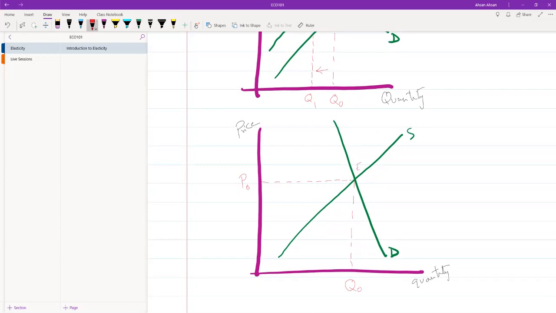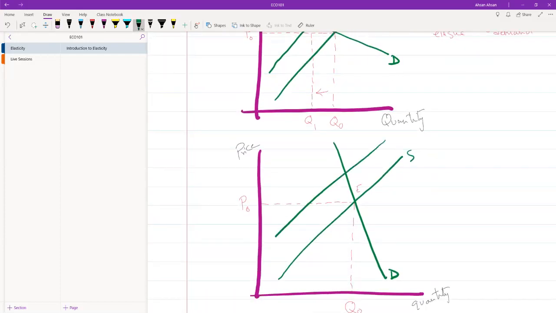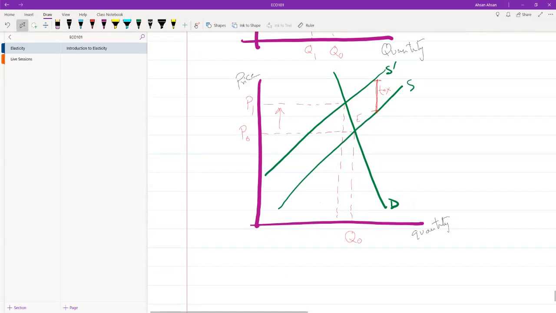But now let's see what happens. Once again, the government imposes the tax. This is S prime. And this distance is the same amount of tax. But what has happened to our equilibrium now? This is P1, so price has gone up. This is Q1, which has gone down.